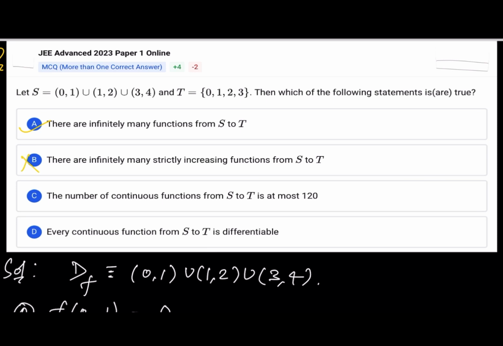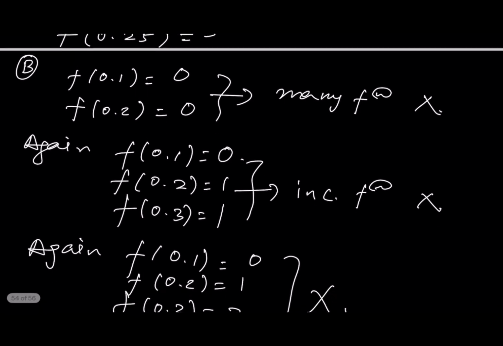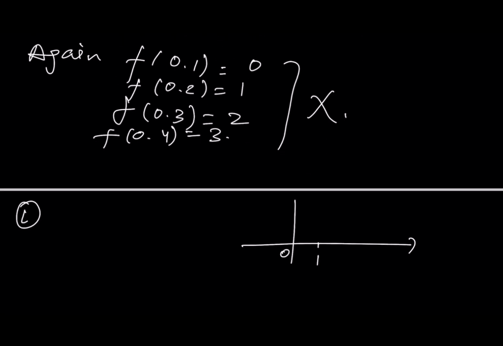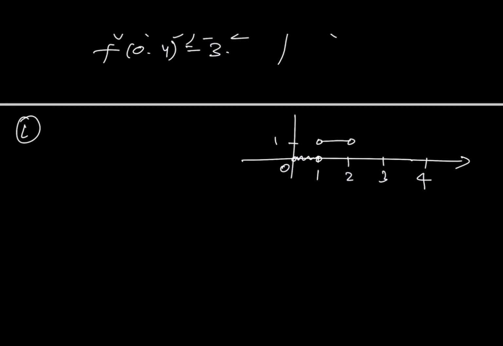Now, the number of continuous functions from S to T is at most 120. Now let's find the continuous functions and come to option C. Say this is 0 to 1, 1 to 2, 2 to 3, and 3 to 4. Say 0 to 1 is 0 and 1 to 2 is 1, and 3 to 4 can be 2 or can be 3 also.